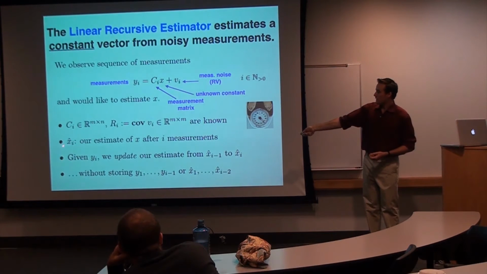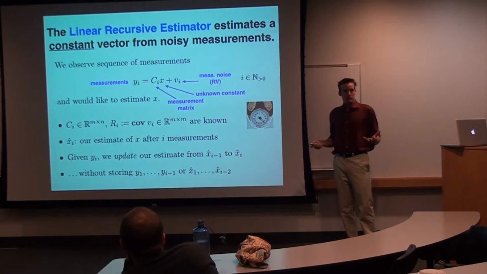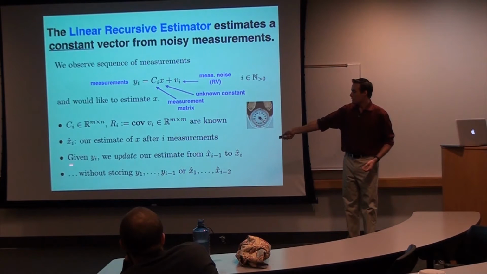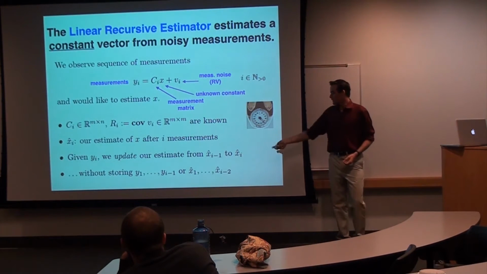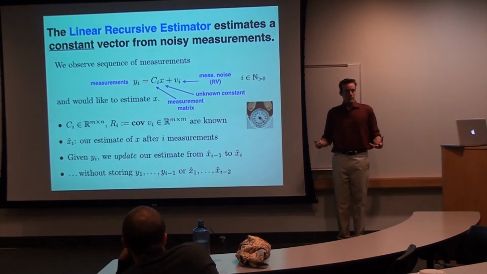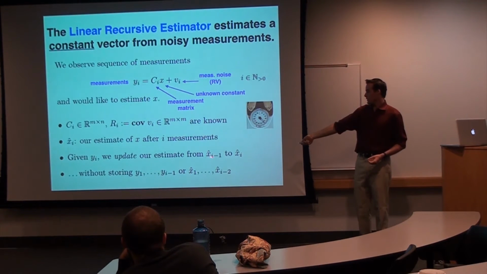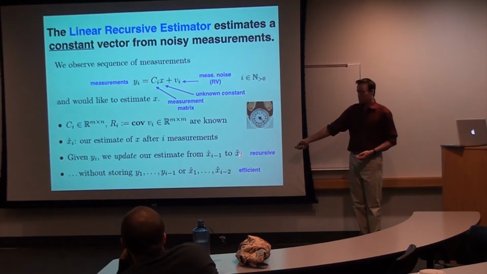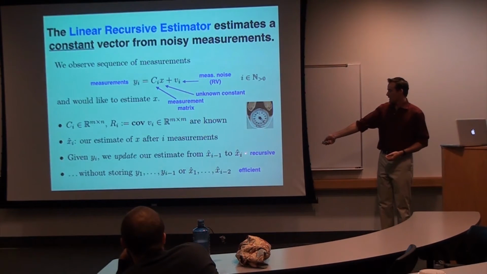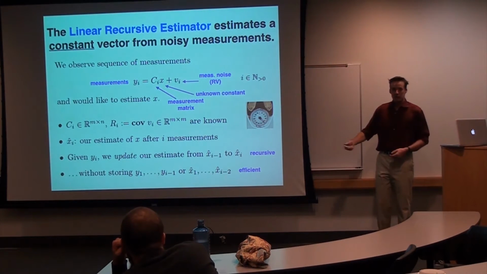Let's call x hat of i our estimate of x after i measurements. The whole idea of the linear recursive estimator is that, given a new measurement, we will update our estimate from whatever it was before to some new estimate. But you're not allowed to store all of the previous measurements or any of the previous estimates. You're only allowed to keep a running estimate that you update each time you get a measurement. This is why the linear recursive estimator is called recursive, because the new estimate depends on the old estimate, and it's efficient because you don't have to allocate memory to store all these previous measurements.